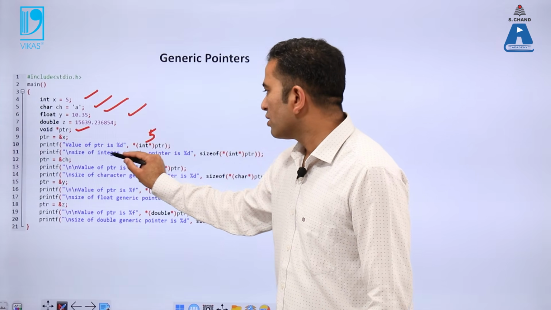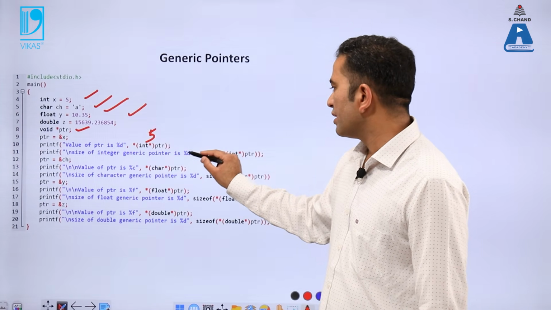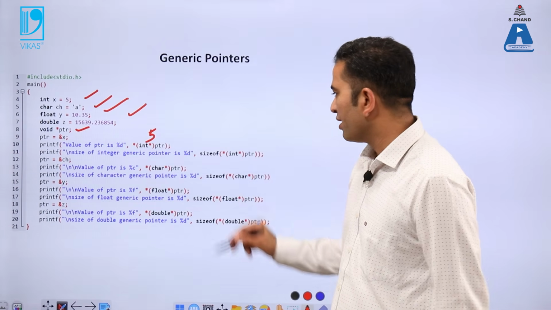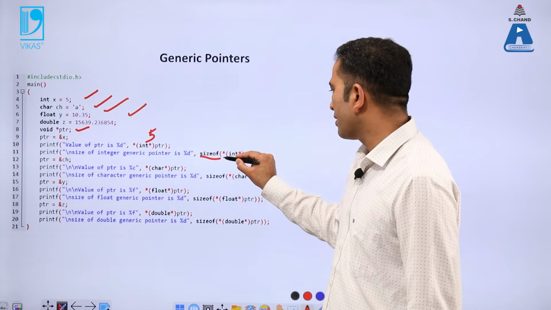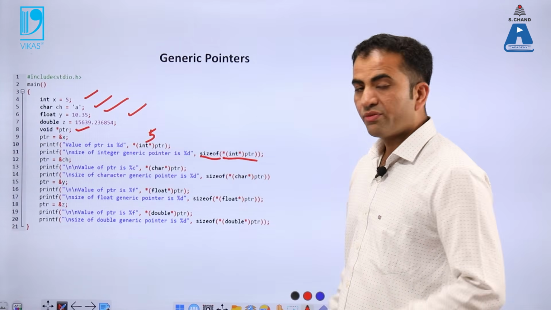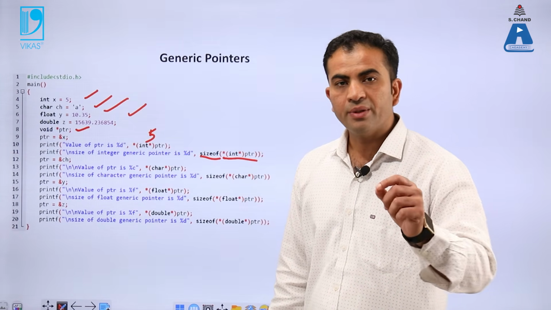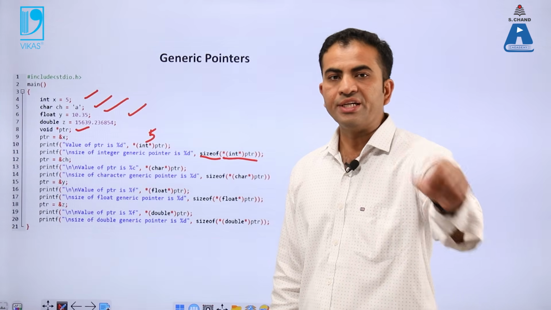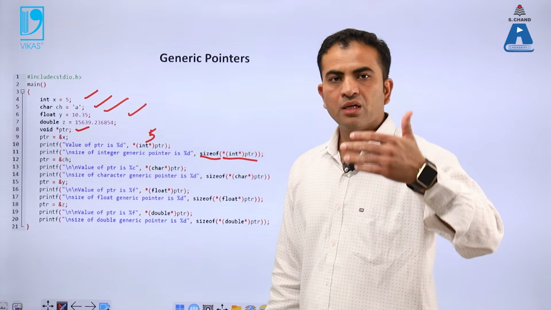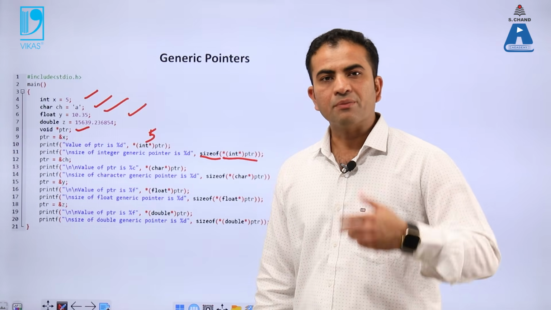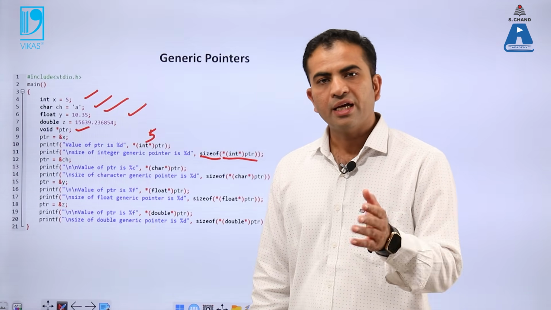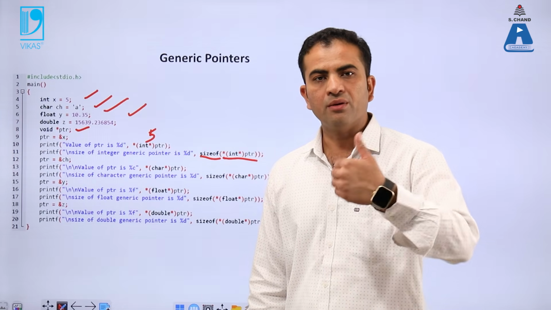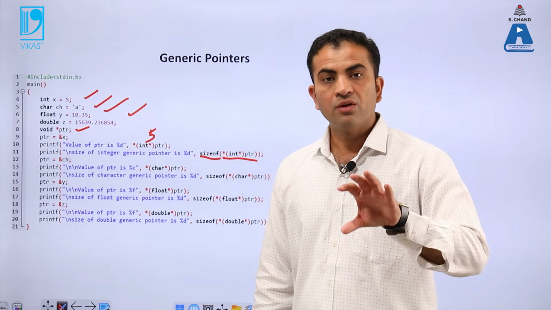Then the size of integer generic pointer is %d. Again we need to see the size of the generic pointer. So what will be the size? What is the size of the integer data type? It depends on the compiler. On a 16-bit compiler it is 2 bytes, and on 32-bit and 64-bit compilers it is 4 bytes.